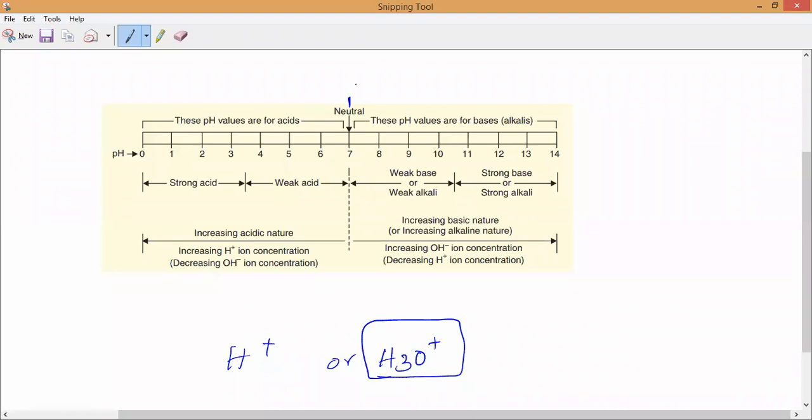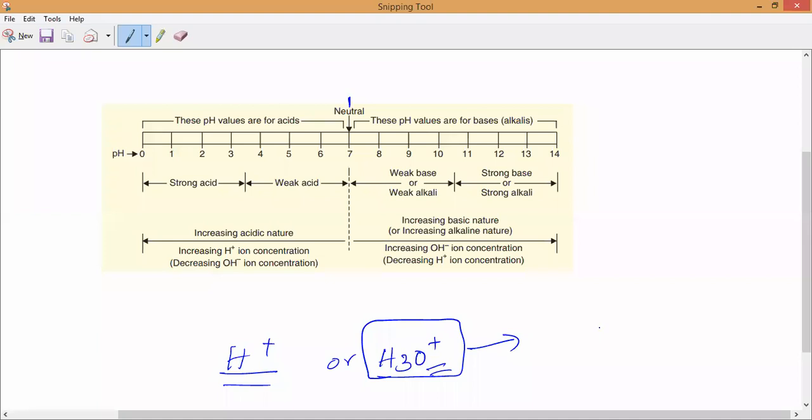Do you understand? Did you know this before or not? I don't know, sir. Okay, be very careful, because H plus ions we can also call hydronium ions. Understand? What is the chemical equation of hydronium ions?